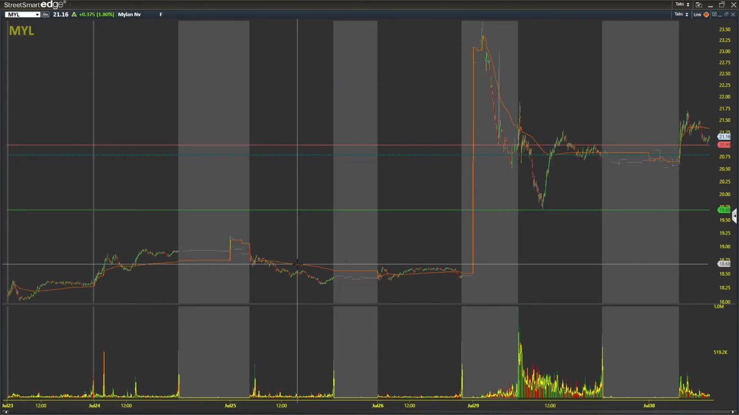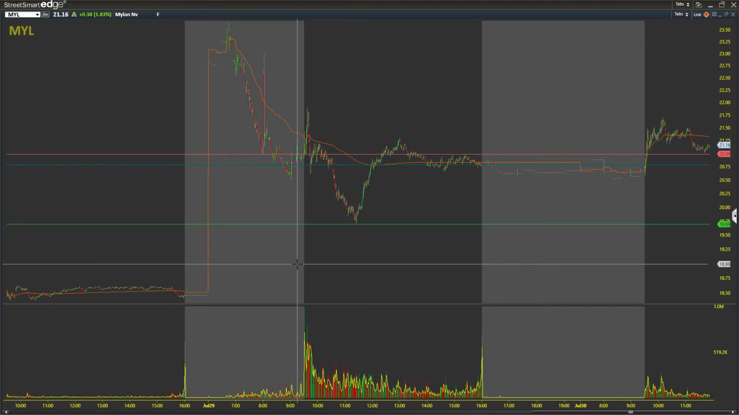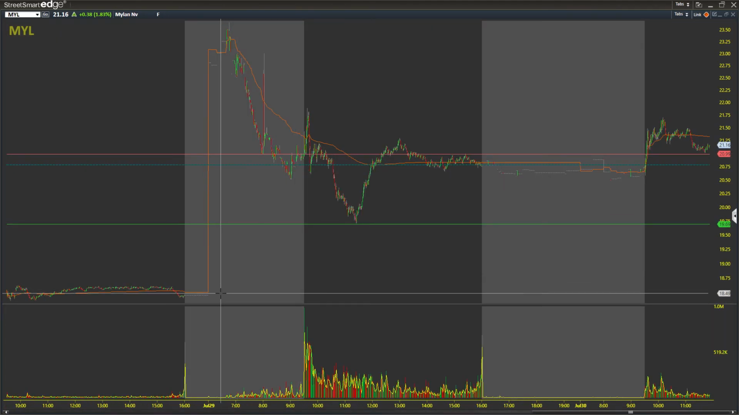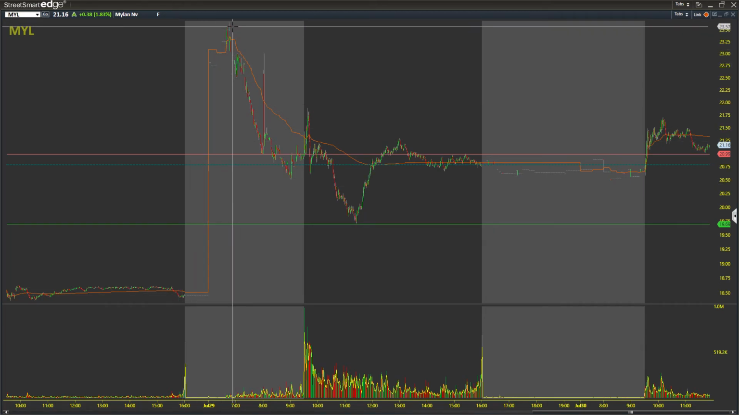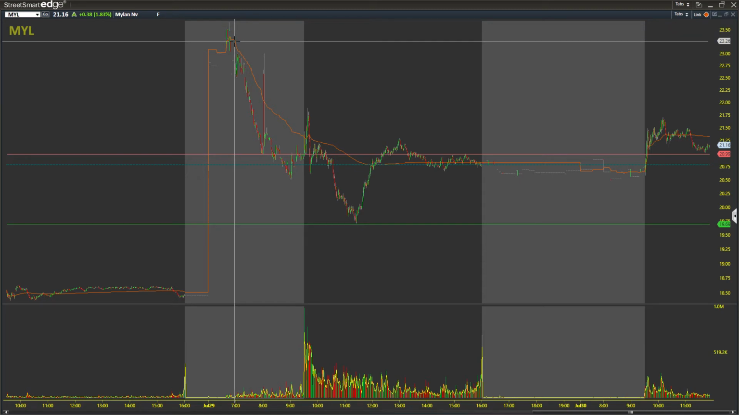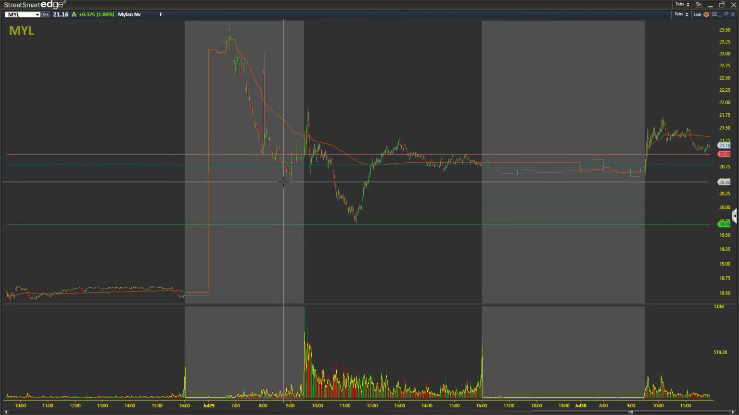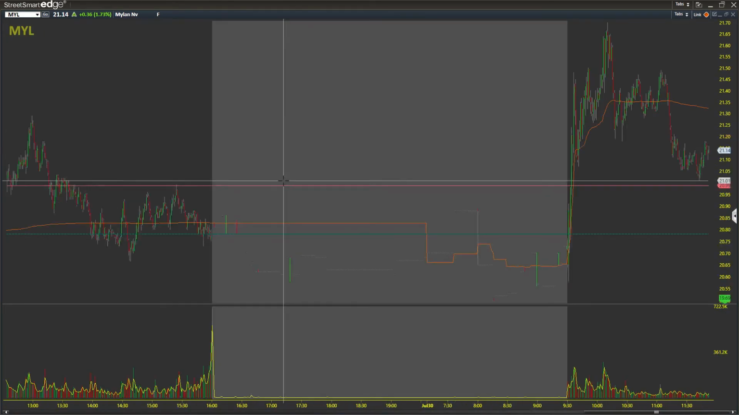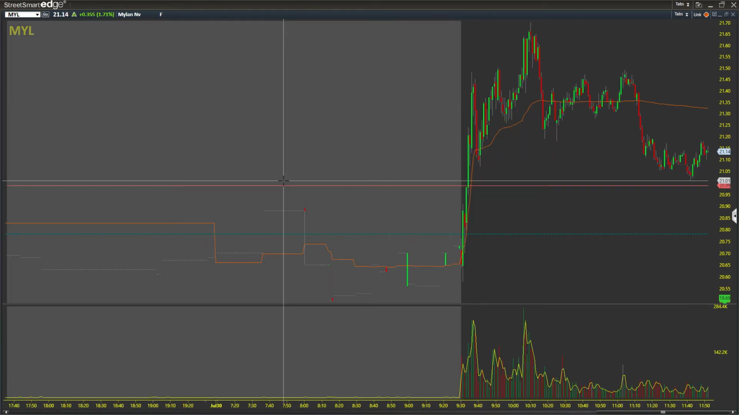MYL. I was watching this yesterday too. This had a gap up from $18.50 all the way up to $23.50. Sold all the way down to this $20 level. You guys know me and my mental levels. I love my mental levels.